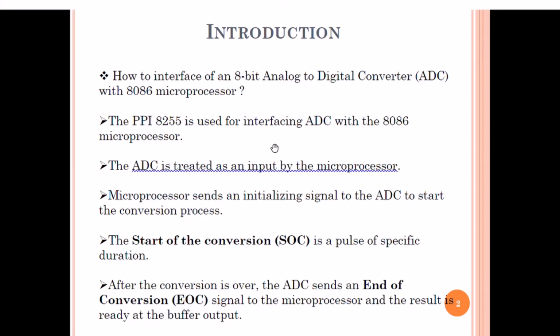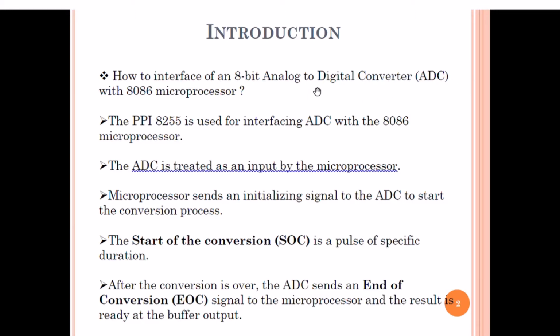The 8255 is connected with 8086. ADC is treated as an input by the microprocessor. So 8086 treats ADC as an input. ADC is connected to 8255, and ADC is input to 8255. So the microprocessor sends an initializing signal to ADC to start the conversion process.